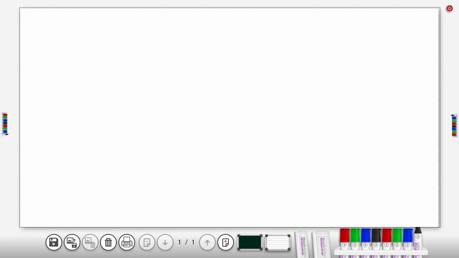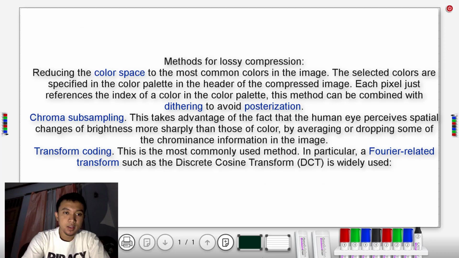Methods for lossy compression: first is reducing the color space to the most common colors in the image. The selected colors are specified in the color palette in the header of the compressed image. Each pixel just references the index of a color in the color palette. This method can be combined with dithering to avoid posterization.